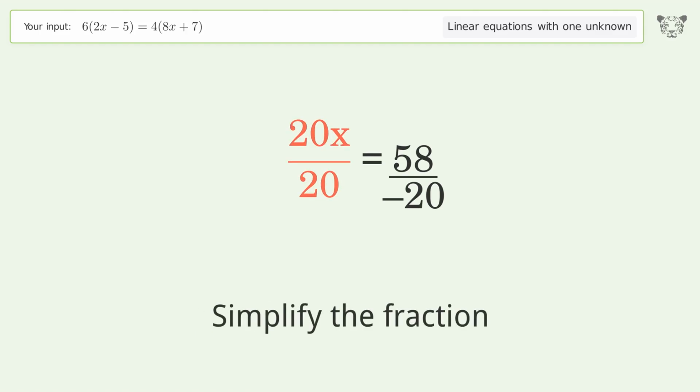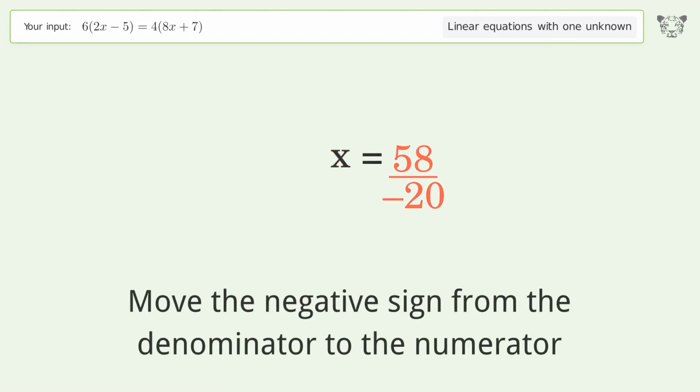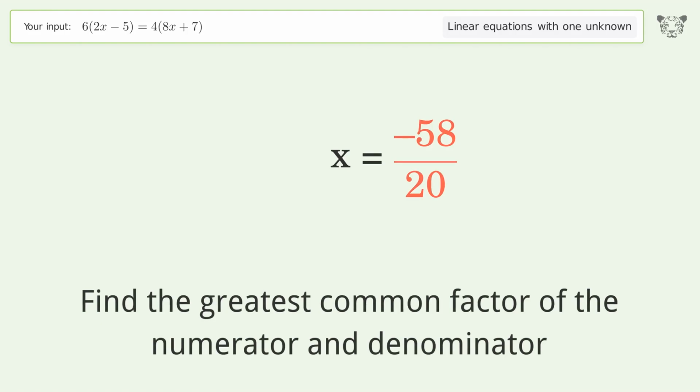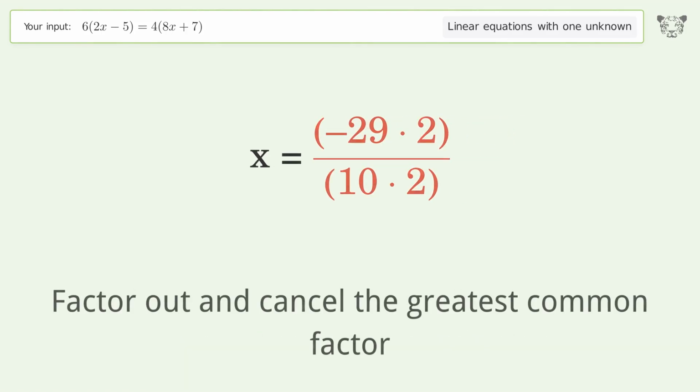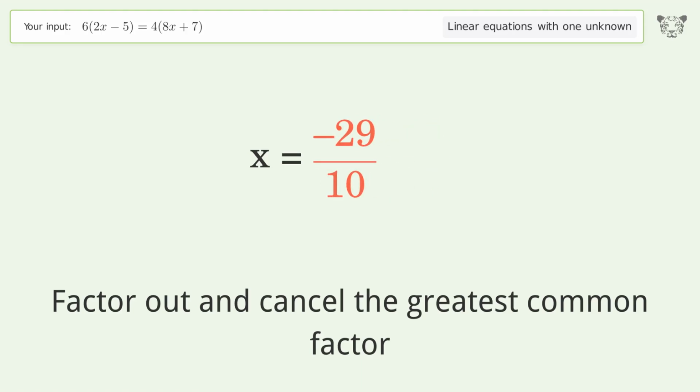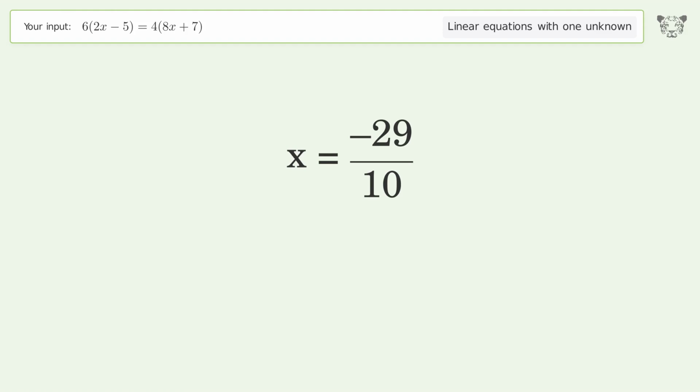Simplify the fraction. Move the negative sign from the denominator to the numerator. Find the greatest common factor of the numerator and denominator. Factor out and cancel the greatest common factor. And so the final result is x equals -29/10.